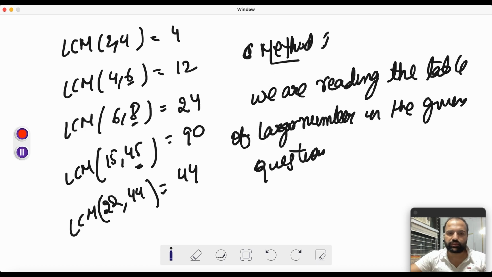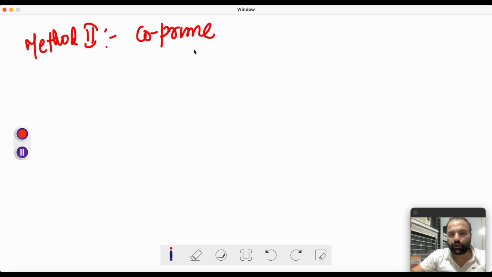Now there are certain other methods as well. I'll just tell you about that. So this is the co-prime method. This we have studied in our HCF as well. So we'll be using that in LCM as well, but slightly different. Okay, so let's say we have to find, let's say, for 15 and 20.